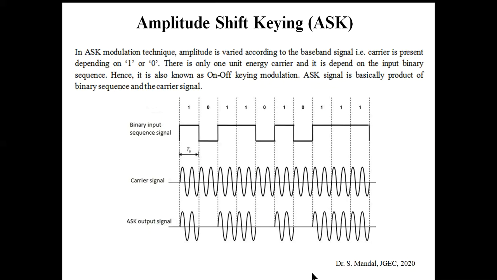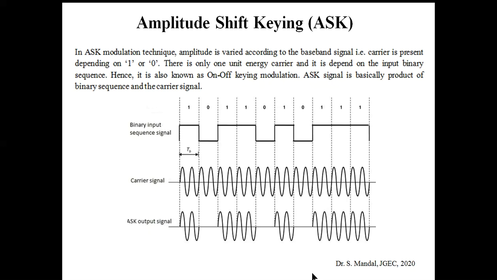Coming to the first digital modulation technique, which is amplitude shift keying, ASK. As we already said, in case of the ASK modulation technique, the amplitude of the carrier is varied according to the baseband signal. As it is digital modulation, we only consider 1 or 0 for the binary sequence or digital data. So for ASK, the carrier will be present depending on the 1 or 0. There is only one unit energy carrier, and it depends on the input binary sequence.